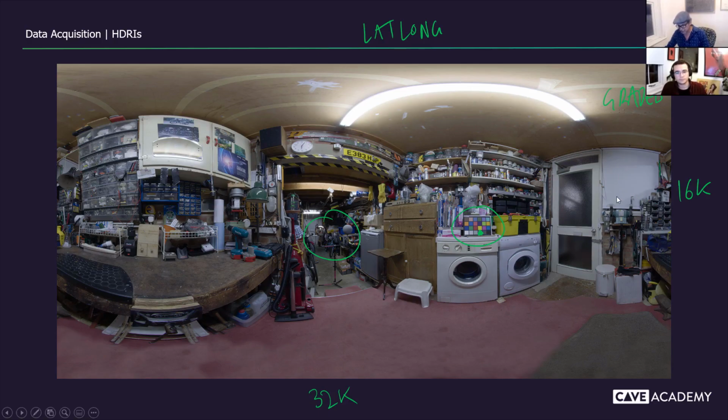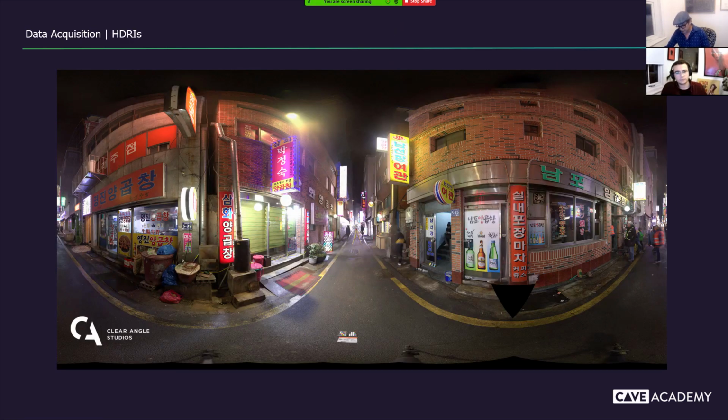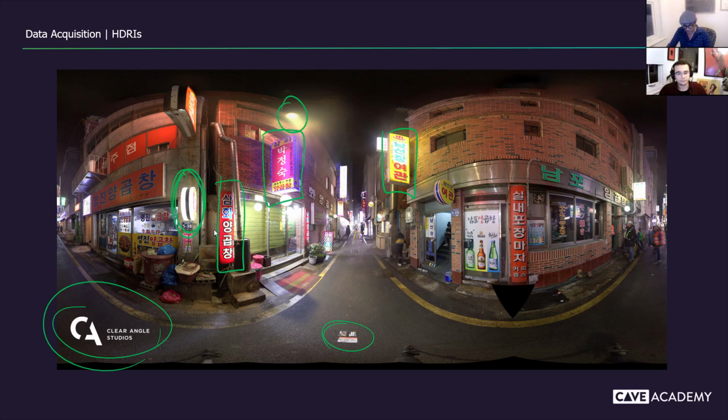And if you want to add some color back into it, then you have that ability. These are from Clear Angle. So just some examples. You can see they've got the reference still in the HDRI, so it's still available. We're seeing all these light sources, which is very important, so we have an understanding of what's happening in the environment.